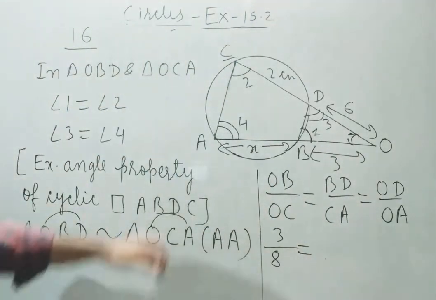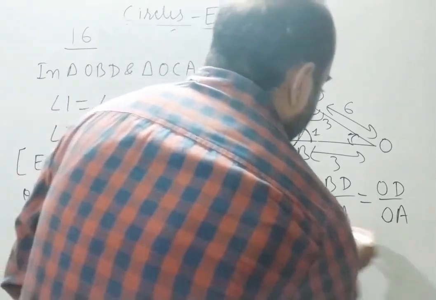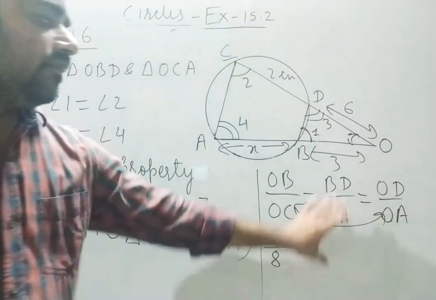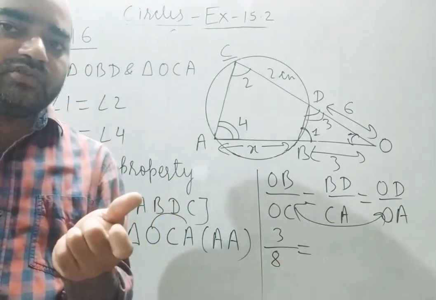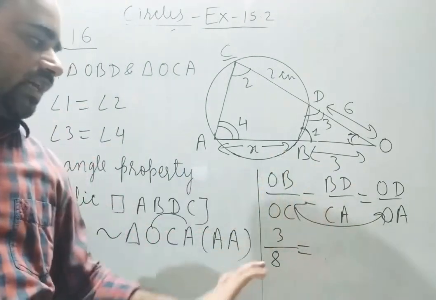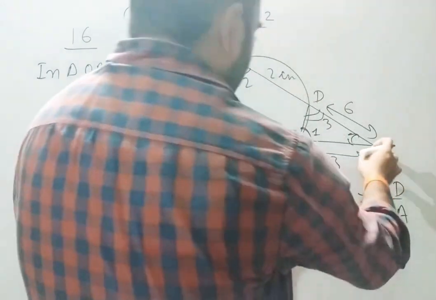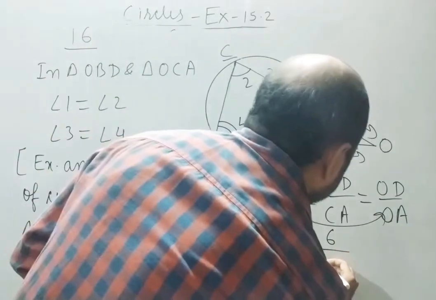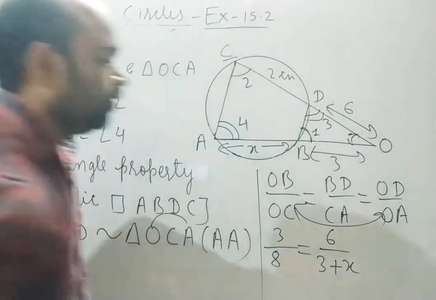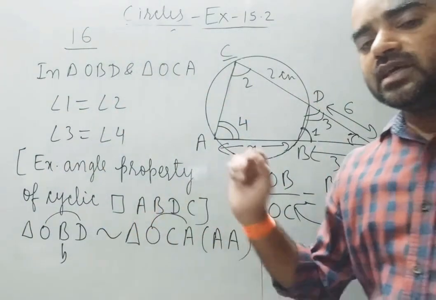So suppose AB is X. So 3 upon 8, we can take these two ratios, first and third. Why? For the second, no value is given. We will take those two ratios in which values are given. In this ratio, nothing is given. That is why we are taking first and third. OD is 6 and we have to take OA. OA is 3 plus X. Correct? Why we have taken AB as X.